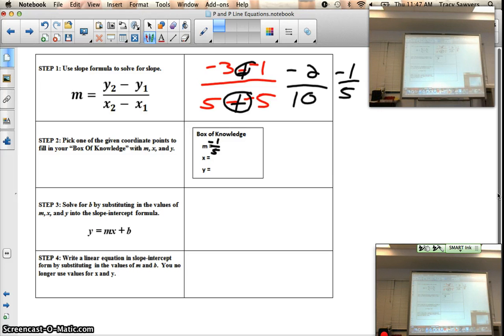Okay? Now, this x and y are going to come from one of the points. -5, -1, or 5, -3. It does not matter which point you use. You will get the same answer. Which point would you like to use? First, second? Okay, first wins.